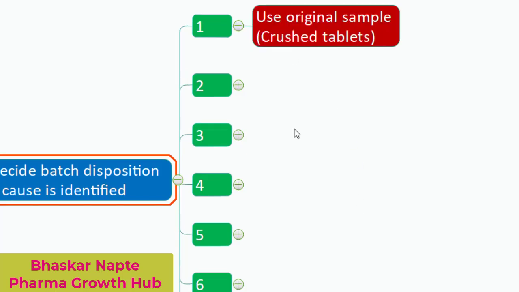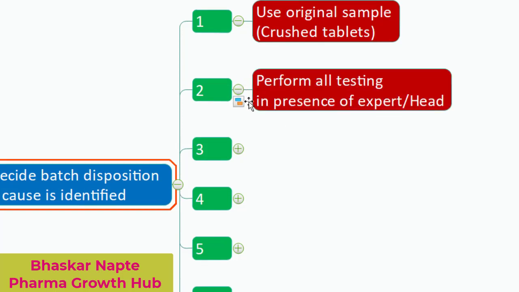Use the original sample, right? If there is no need to resample the quantity, and if the sample available in the lab is sufficient for conducting the additional testing, you are supposed to use the same sample. Even if the crushed tablet powder is available, you should not crush another tablet, but you should use the crushed tablet powder for the additional testing.